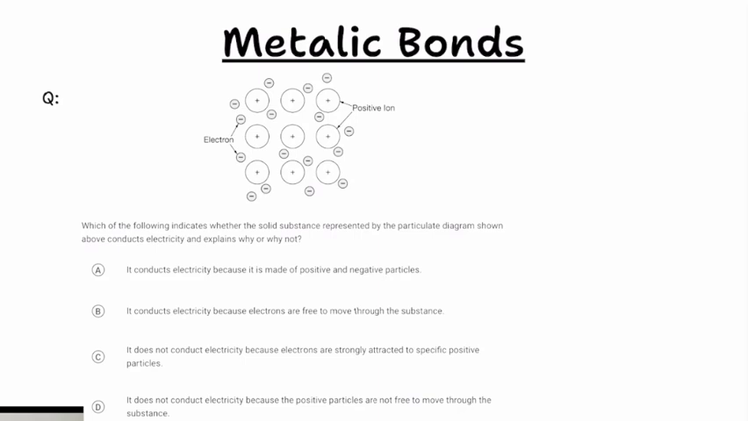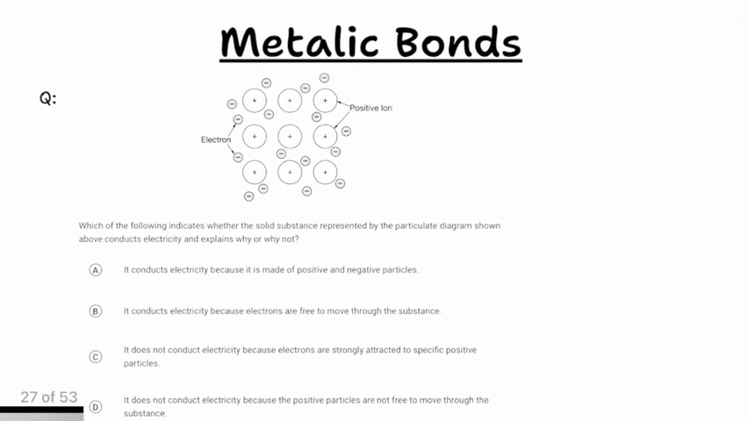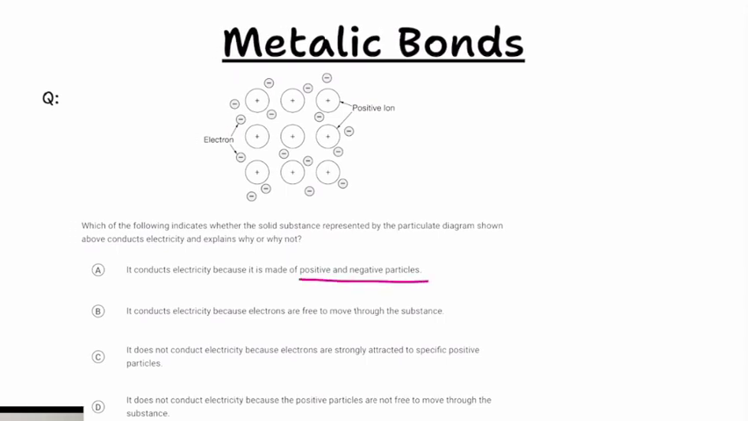Next, which of the following indicates whether the solid substance represented by the particular diagram shown above conducts electricity and explains why or why not? So positive ions are in this highly ordered lattice structure where electrons are just freely dispersed in between them. So which means positive ions are fixed in a position. They're not free to move, but the electrons are free to move. So A, it conducts electricity because it is made of positive and negative particles. Of course, it's not, such as cations and anions in ionic solids. They are not free to move, so it doesn't conduct electricity.